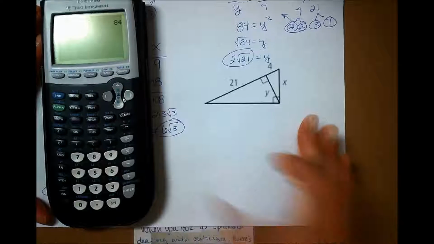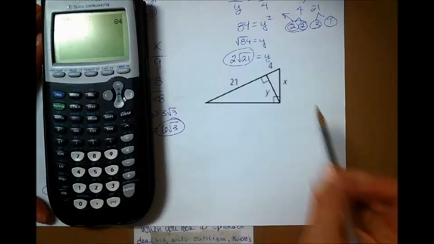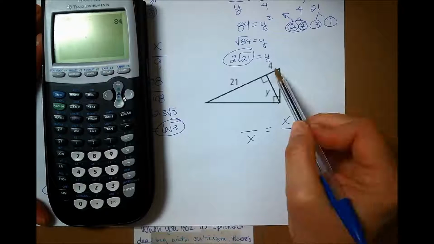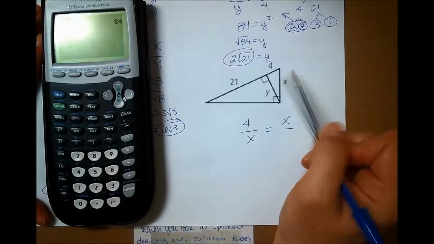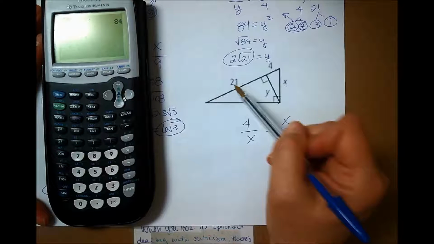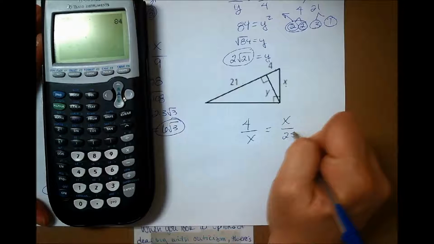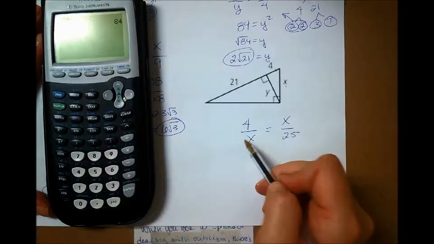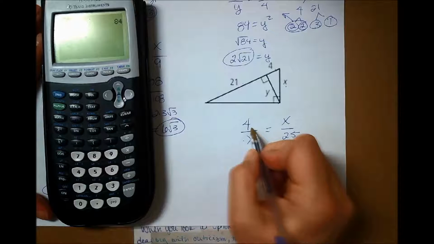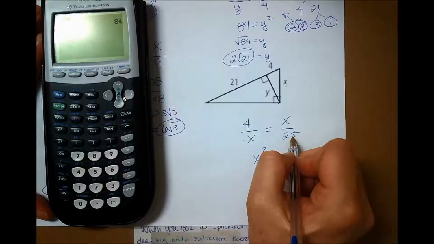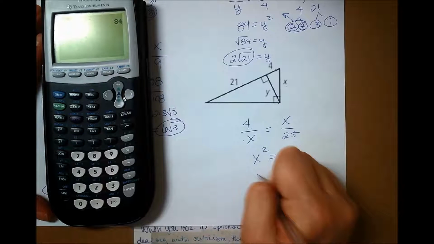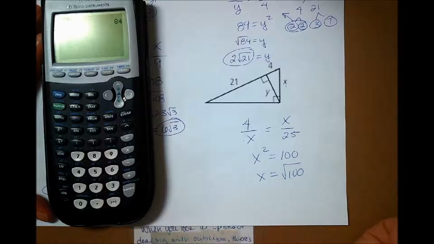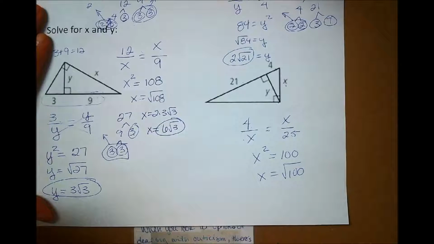Now let's find x. Okay, x is the geometric mean of the segment closest to it and the total length of the hypotenuse. 21 plus 4 is 25. So now let's again cross multiply. We get x squared equals 4 times 25. If you have 4 quarters, you have $1. 4 times 25 is 100. So x is the square root of 100. If you don't know what that is, you can absolutely make a factor tree. But the square root of 100 is 10.